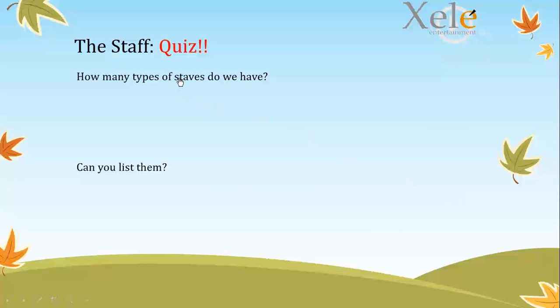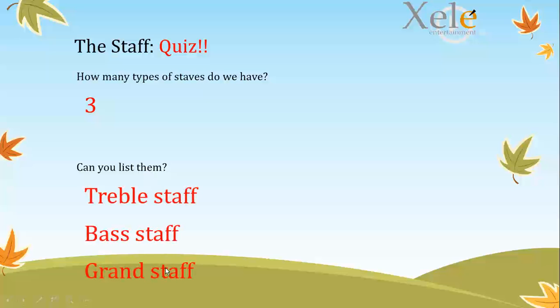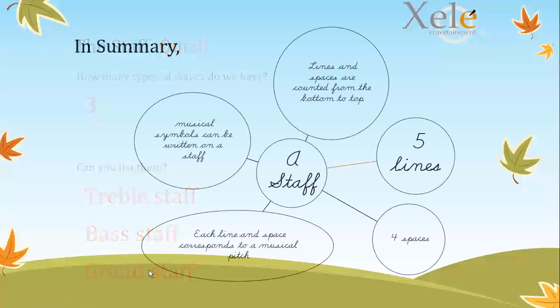So how many types of staves do we have? We have 3 types. Can you list them? The treble staff, the bass staff, and the grand staff. Remember that the grand staff is also known as the great staff.